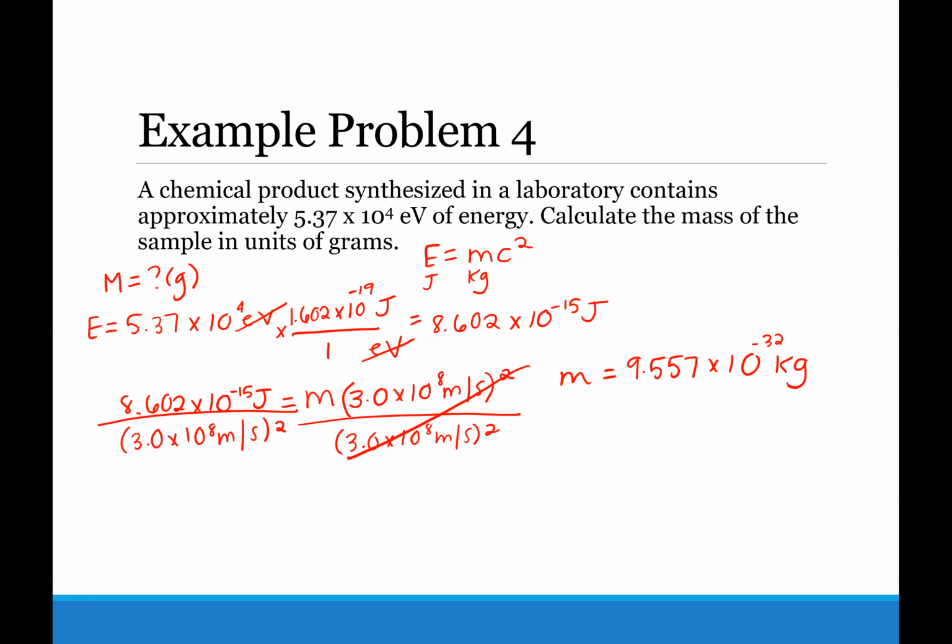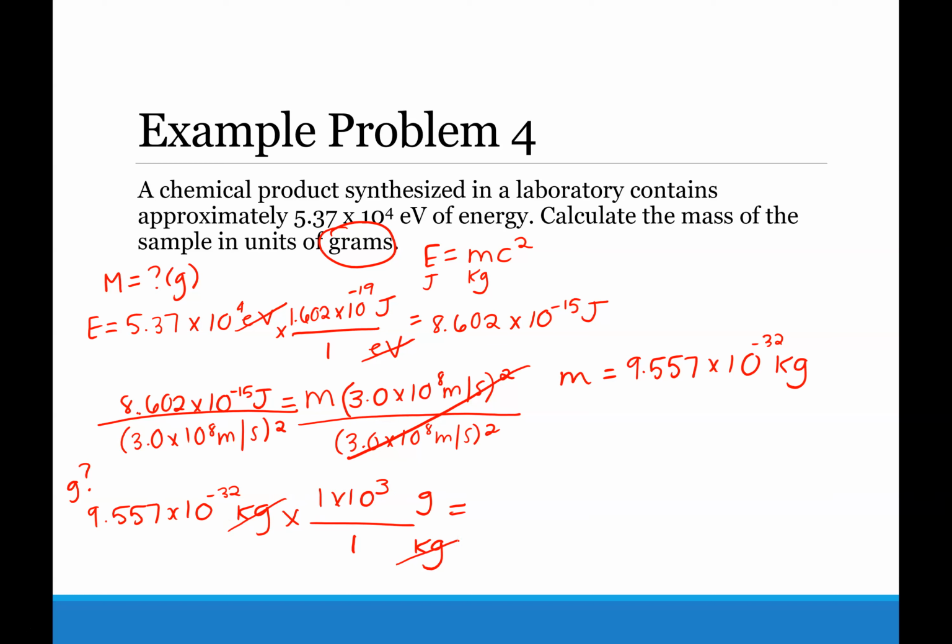But we weren't asked for mass in kilograms, we were asked for mass in grams. So, bringing this down because I've run out of room, 9.557 times 10 to the minus 32 kilograms. We want to convert to units of grams, and so that's going to be one step because we're converting from something with a prefix to the base unit. We give the 1 to the thing with the prefix and the metric system constant, times 10 to the 3 for kilo, to the base unit.